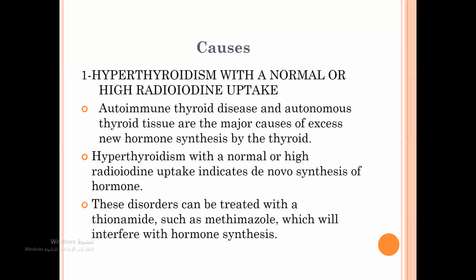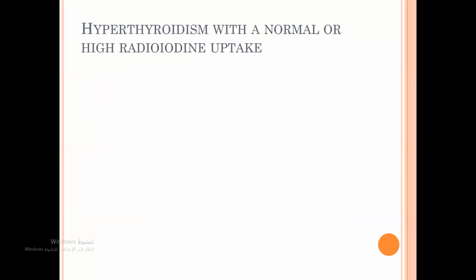Causes, number one, the category called hyperthyroidism with normal or high radioiodine uptake. Autoimmune thyroid disease and autonomous thyroid tissue are the major causes of excess new hormone synthesis by the thyroid gland. Hyperthyroidism with normal or high radioiodine uptake indicates de novo synthesis of hormone from the gland itself. These disorders can be treated with thionamide, such as carbimazole or methimazole, which will interfere with hormone synthesis.